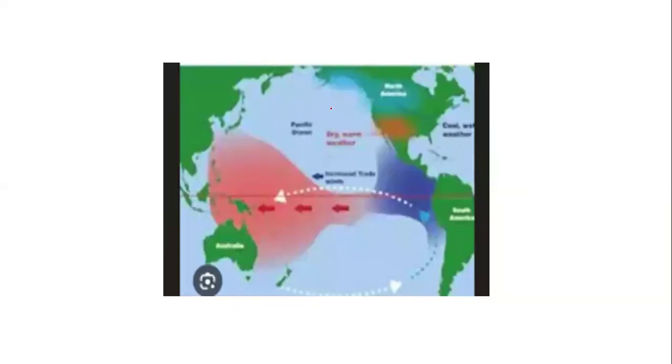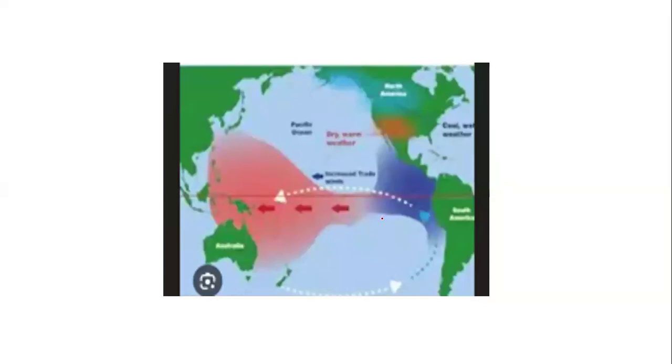Hello everyone. Today we are going to study about La Nina. The previous video was on El Nino current. Now the La Nina current is opposite of El Nino. And where does this phenomenon take place? It takes place in the Pacific Ocean, which is the largest ocean.